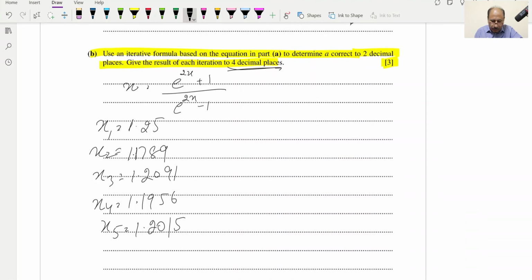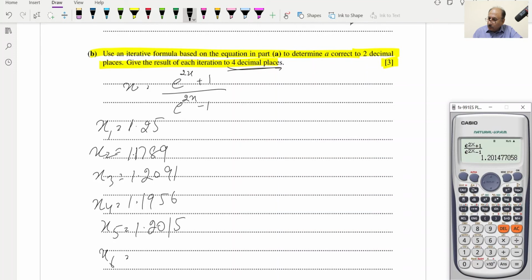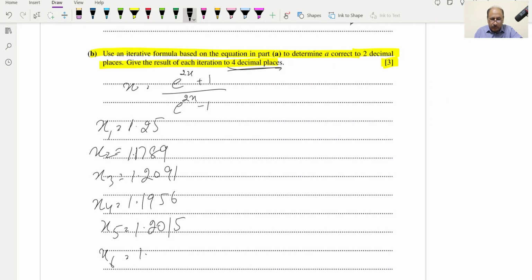1.20147, so I will write 5, and x6 will be what? Calculate for answer, and this will give us 1.1989. So we are done with the 6.